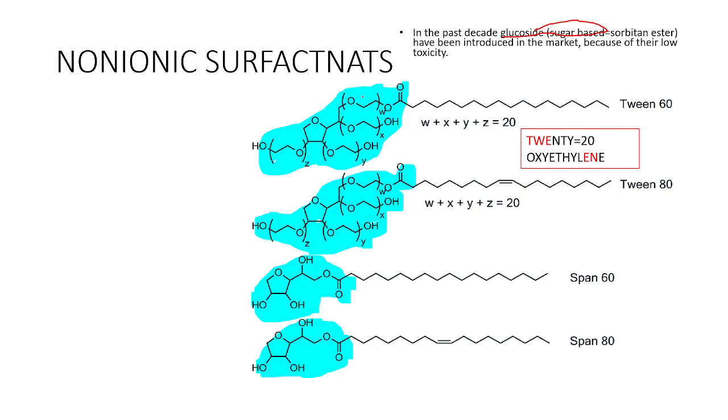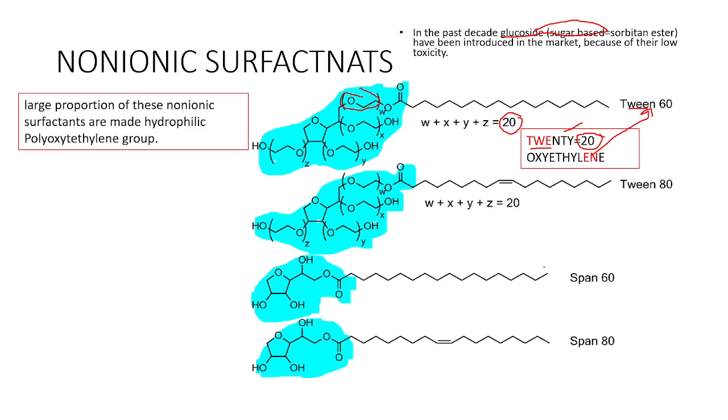See here, all these are ethylene oxide groups, W, X, Y, Z. How many ethylene oxide groups need to be there? In total 20. Only 20 ethylene oxide groups should be there. Hence, we can call it by the name 20. It contains 20 ethylene oxide groups. Hence the name Tween: T-W-E-E-N, the 'en' being the 20 ethylene oxide or oxyethylene groups.